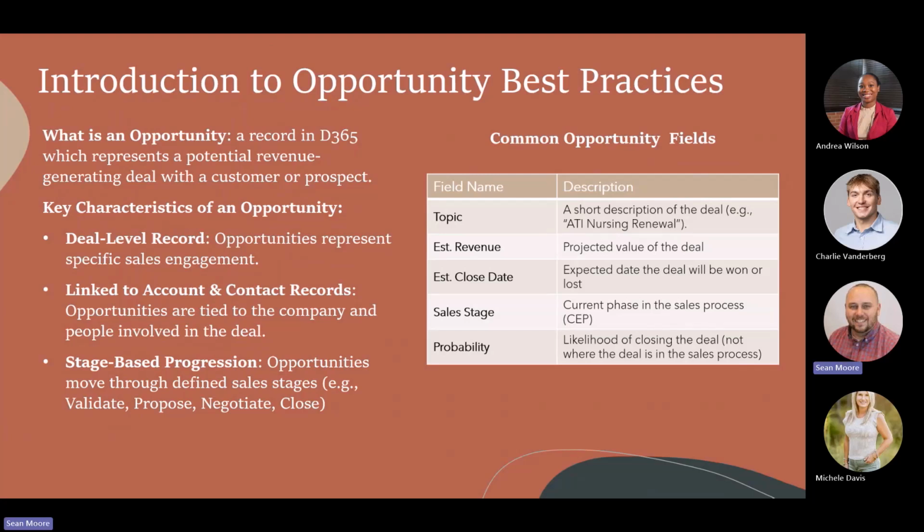Some keys to opportunities are a deal level record. So this represents specific sales engagements. What are they looking for? What are we doing with them? They're also linked to account and contact records. So every opportunity has obviously a contact and an account that is associated with it. We try to make sure that the contact is the primary account owner on the account. Sometimes that's not always the case, which is fine as well.